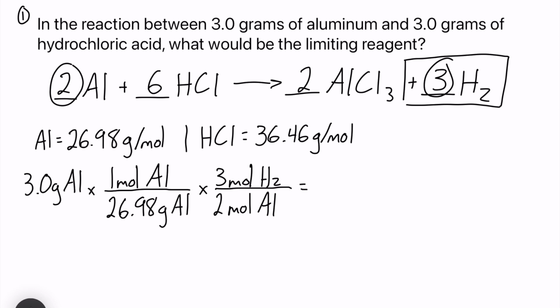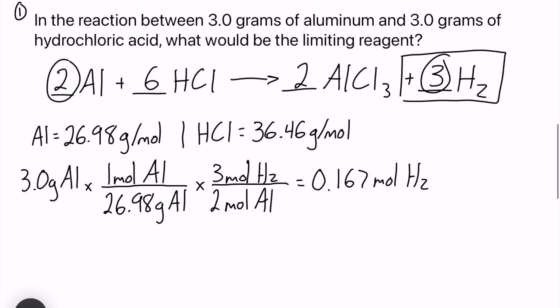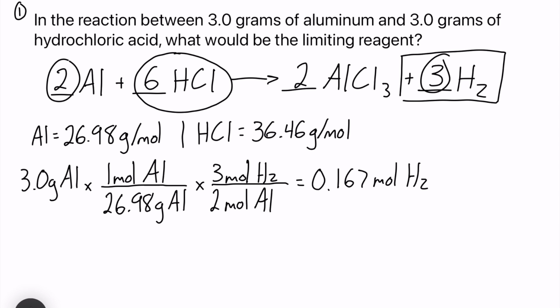And if you throw that into your calculator, what you should get, 3 grams of aluminum can make 0.167 moles of H2, and because it's only asking for the limiting reagent, I'm not going to worry about significant figures here. So we have gone from grams of one reactant to moles of H2. Now I need to go from grams of my other reactant to that same product, H2.